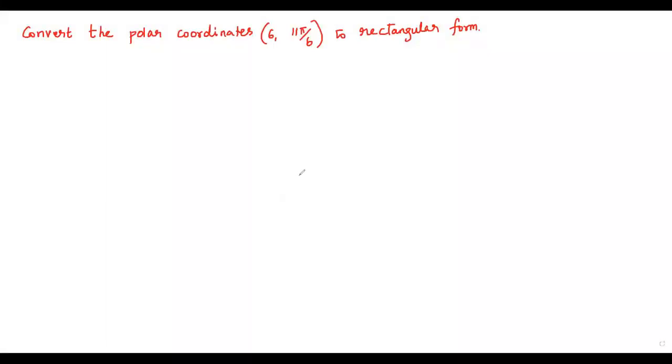Hi, here we have a pre-calculus question. Convert the polar coordinate 6, 11 pi over 6 to rectangular form. So I have to convert the given polar coordinates 6, 11 pi over 6 to rectangular coordinates.